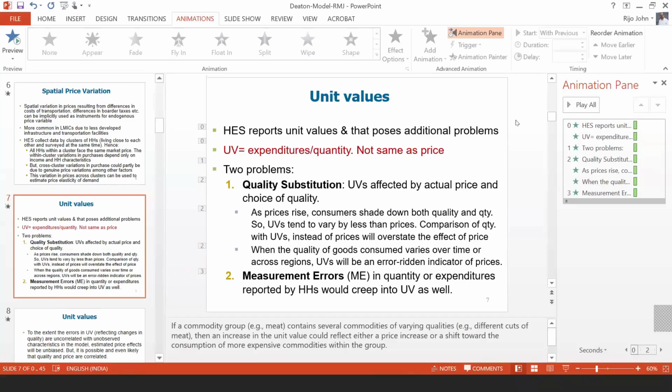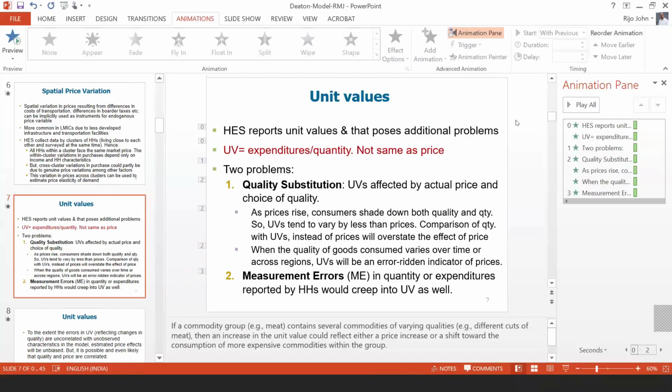Comparisons of quantities with the unit values instead of prices will overstate the effect of price because of this problem. So when the quality of goods consumed varies over time or across regions, this unit value will become an irrelevant indicator of prices if we were to use unit value as price. So this is why when we are using the unit values derived from the household expenditure surveys, we need to be careful about using them straight away as prices because of this quality substitution issue.